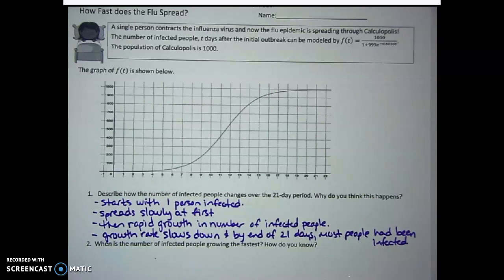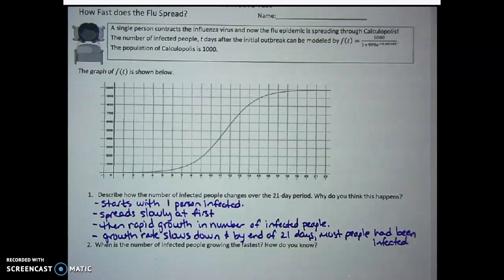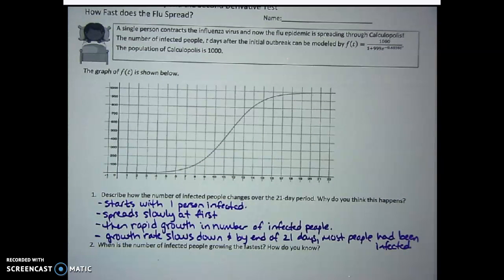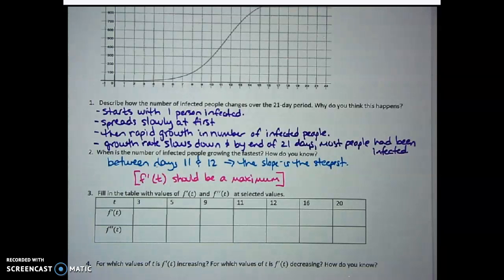So when is the number of people infected growing the fastest? And how do you know? Pause the video if you want. Let's look at this graph. The number of people infected would be growing the fastest when the slope is the steepest. If we look at the slope in each of those boxes, it appears as though the slope is the steepest between days 11 and 12. Remember that the slope is the first derivative. If the slope is the steepest, it's the biggest, so f prime of t should be a maximum.